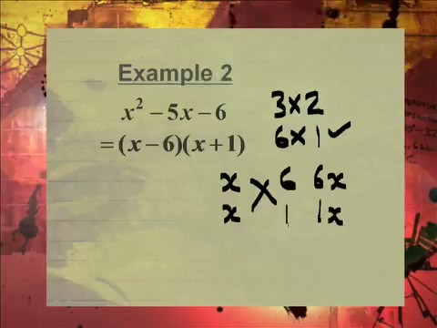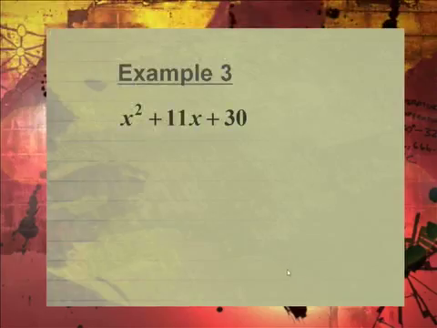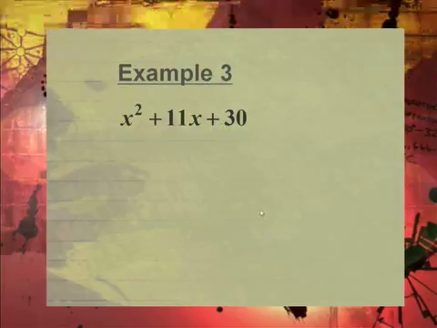Now again, what do we know? It's negative 6 plus the 1. So it's x minus 6 and x plus 1 multiplied out, and it works, which makes it such an amazing thing. Okay, let's look at another one quickly. Look at the third example. This one's interesting because now we've got a plus, which means the signs have got to be the same.